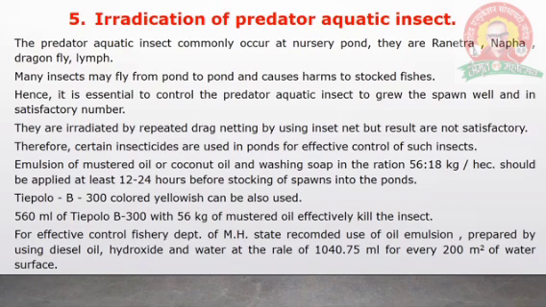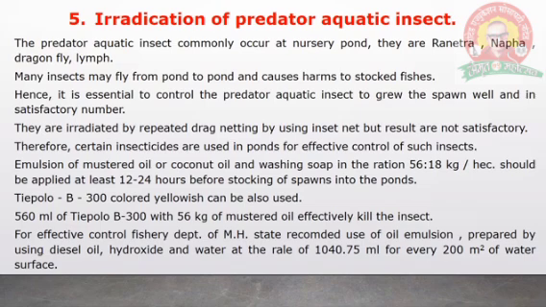Insects commonly occur in the nursery pond, such as Serentra, Nymphia and dragonfly. All are predator insects, which are harmful to the fish seed or the spawn present in the nursery pond. Many insects fly from pond to pond and cause harm to the stocked fishes. It is essential to control the predators.